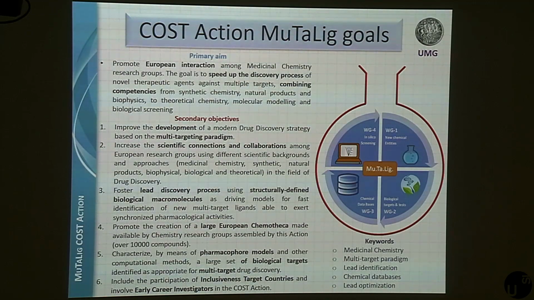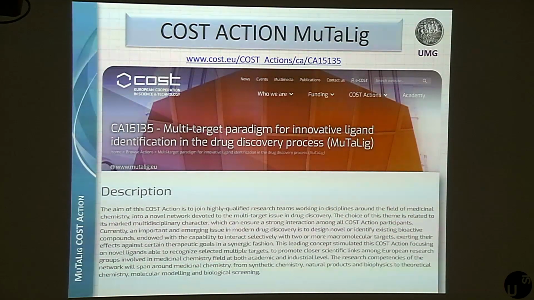So with this idea, we started with only 5 partners. Here you have some information if you want to have a look at the website. The COST Action is still active for a few months, but as you know, this is our last training school, and I will mention later the schedule that we have in mind.